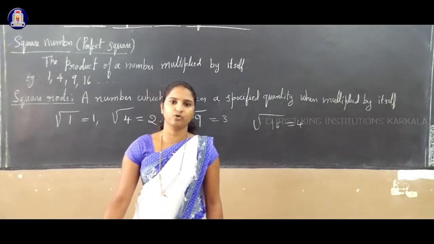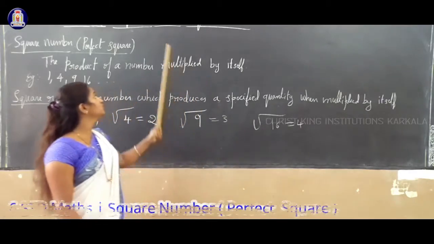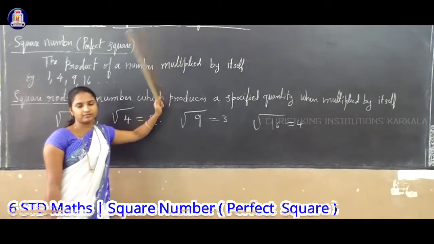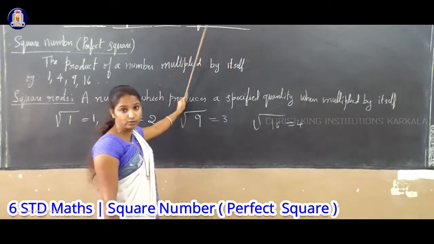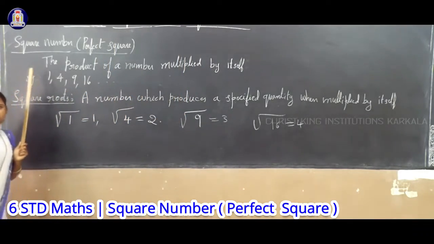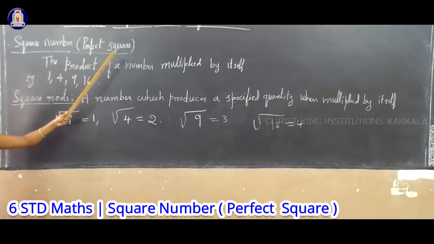In today's session I am going to explain a new chapter, that is squares and square roots. Here first we will see what is squares. Square number, or square of square numbers. Okay, so now we will see what are square numbers. What is a square number, or we can say a perfect square.